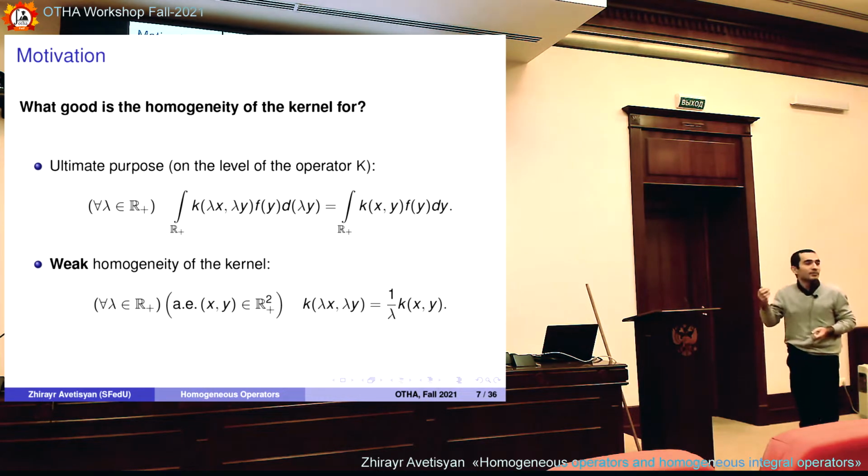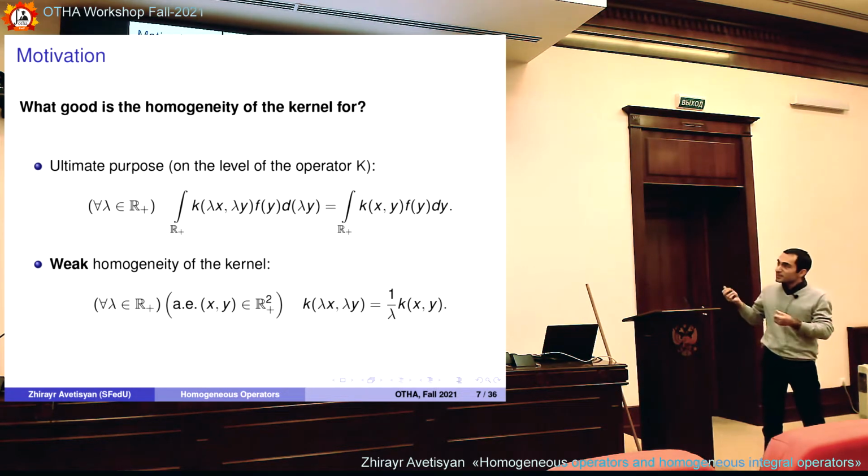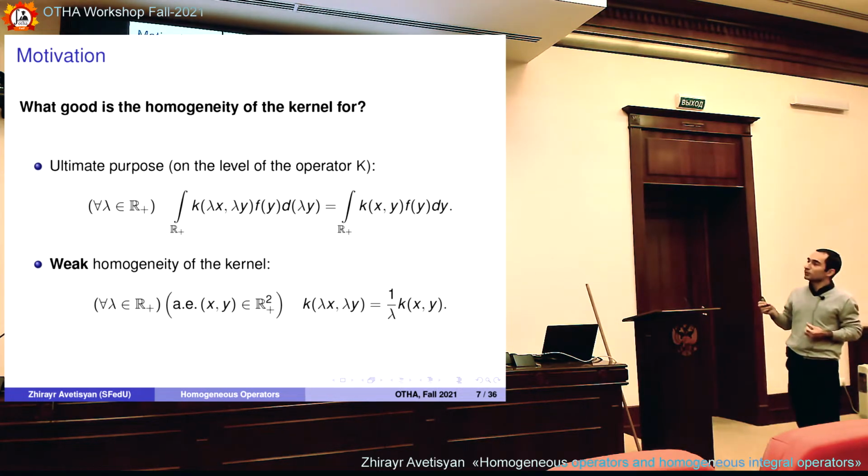For a fixed lambda. That's what we're gonna use in every analytical argument later with homogeneous operator. So in fact, what is necessary for the operators, from the operator's point of view, is the other order of quantifiers in the statement. For a fixed lambda, for almost every x and y, this condition holds. And this is a little bit different than the previous one. It's a weaker condition. We call it weak homogeneity of the kernel.